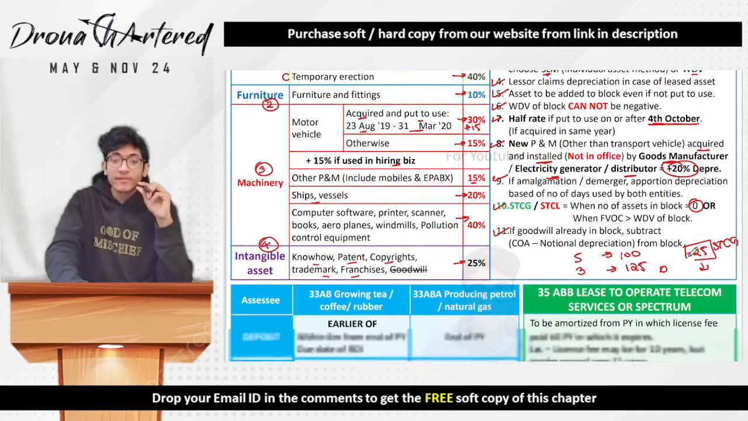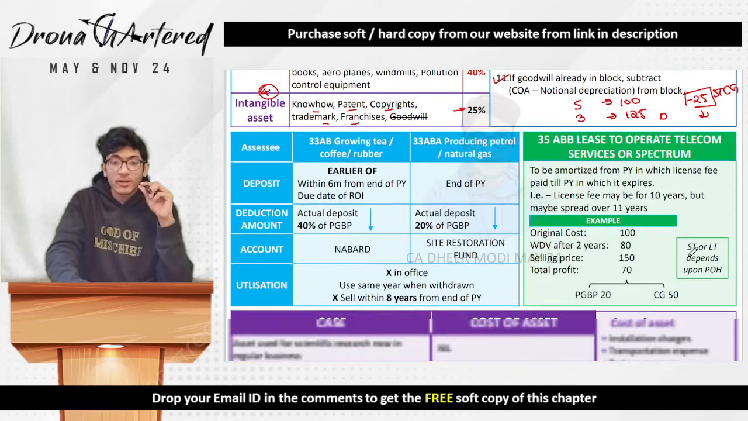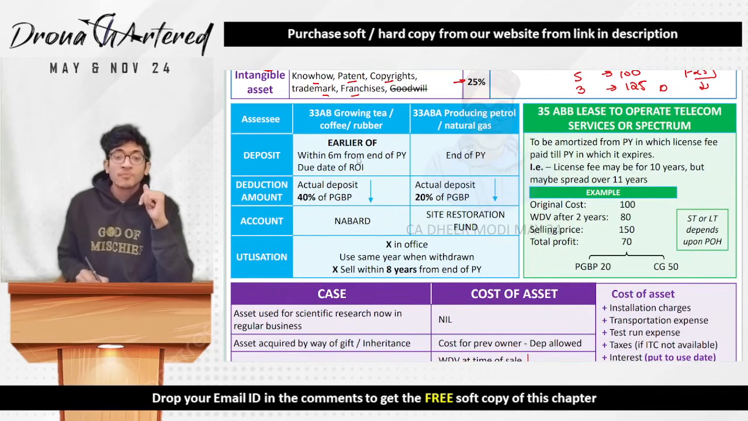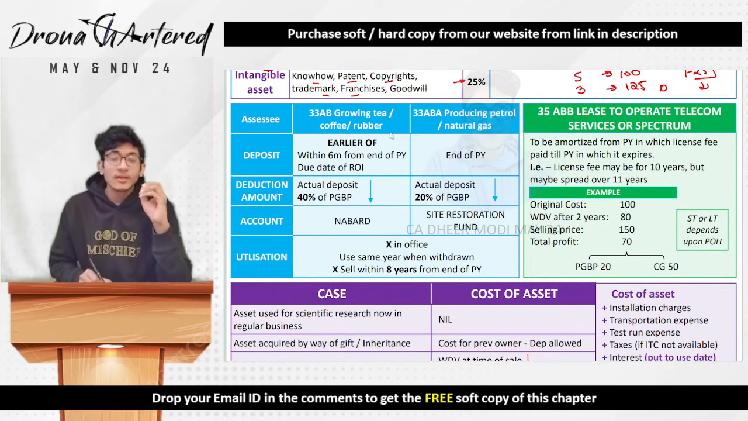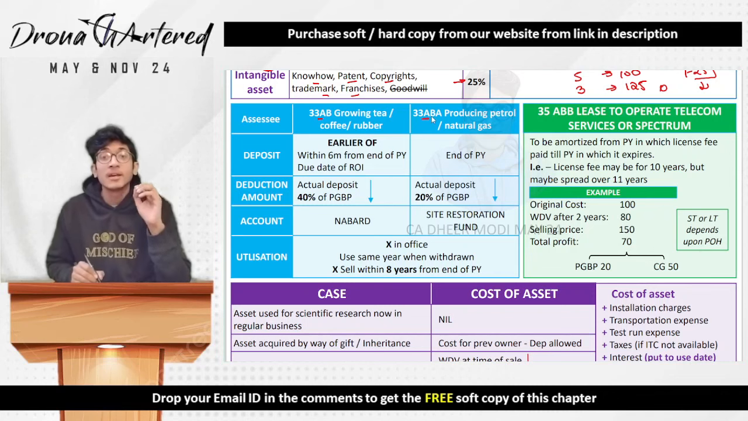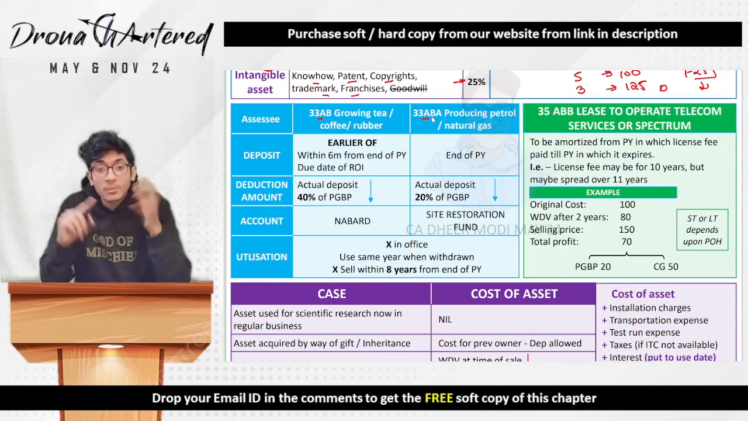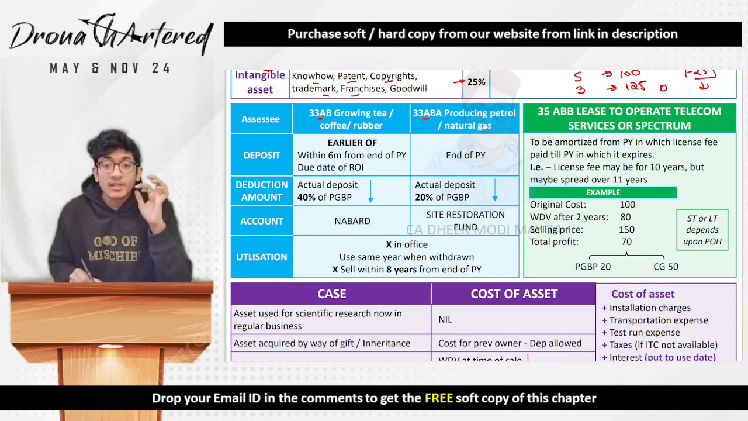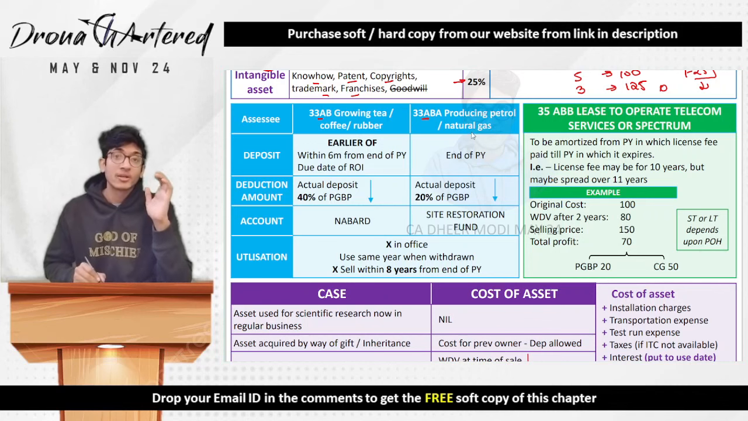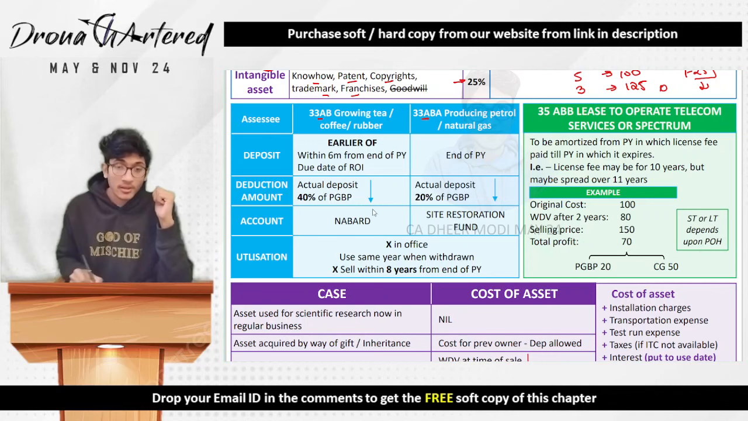Okay, so this was everything with regards to depreciation. Now coming to our other section. These sections you have to study together, that is section 33AB and section 33ABA. 33AB talks about growing tea, coffee, rubber. Tea, coffee, rubber is 33AB, and 33ABA is your producing petrol or natural gas.